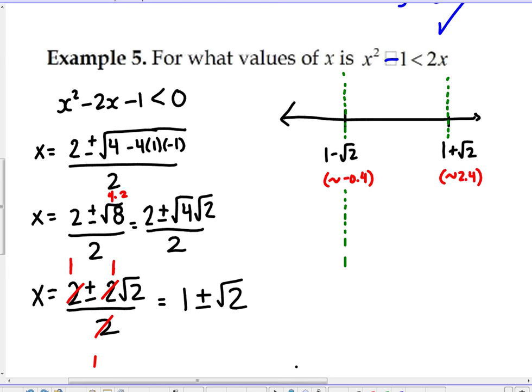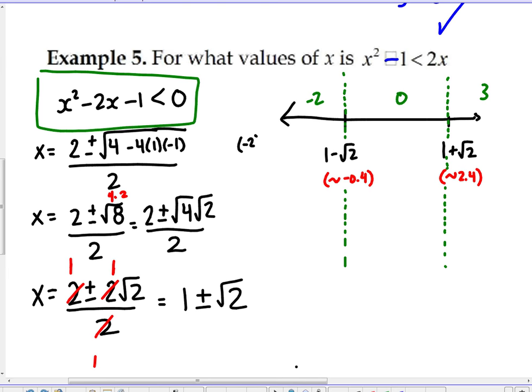When we do our test, do we have factors to use? No. So we have to actually use the x squared minus 2x minus 1 in our test. Give me a number less than 1 minus root 2. Negative 2, sure. A number between the two of them: 0. And a number greater than 1 plus root 2: 3, sure. We have to use our original when we test because there are no factors.